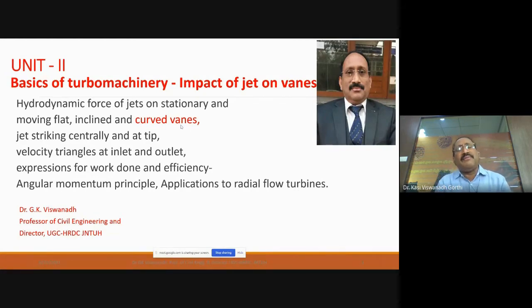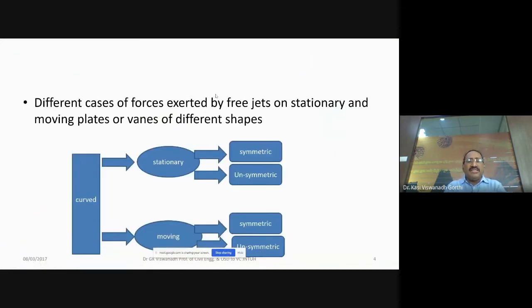What is required to be understood here is that the hydrodynamic force is to be computed by applying the momentum equation, or any other equation if required, when a liquid jet strikes surfaces that are curved. We have different cases for this: the force exerted by free jets on stationary or moving vanes, that is, curved surfaces.